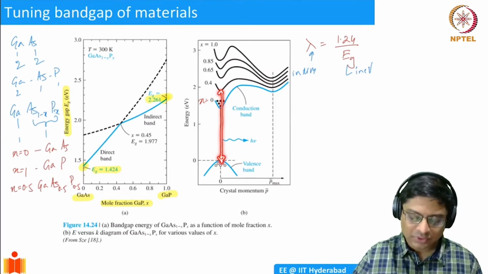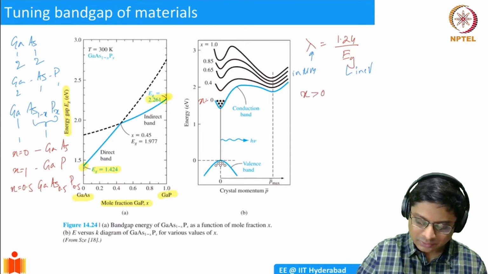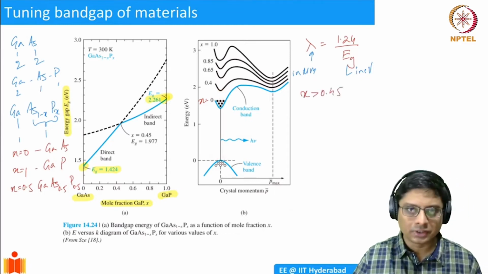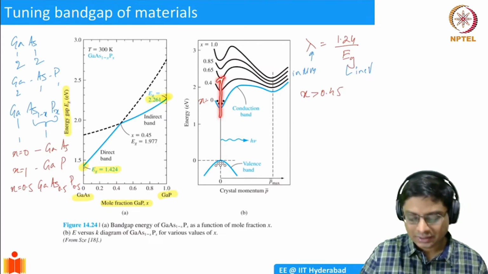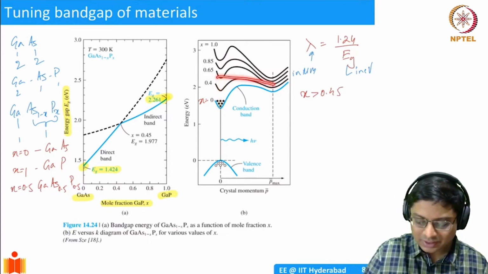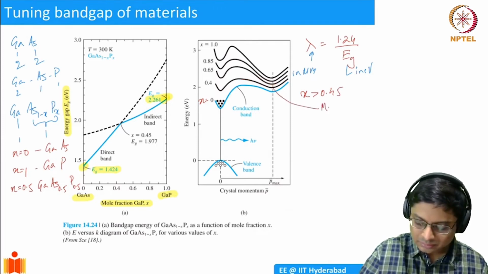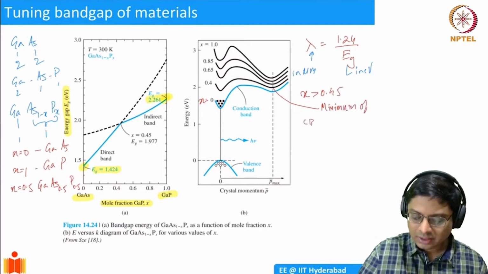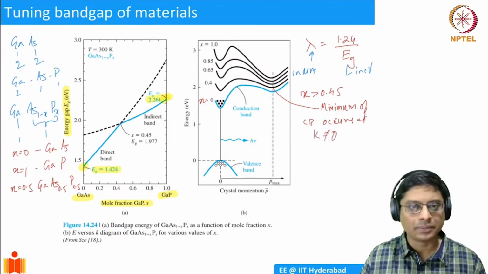Now, if you cross x equal to 0.45, sorry, if you increase x beyond that, what is happening is this peak is going much, much higher. And then now the minimum of the conduction band, CB, occurs at this point, at k not equal to 0. K equal to 0 is what we want, right? Because that's the direct band gap.